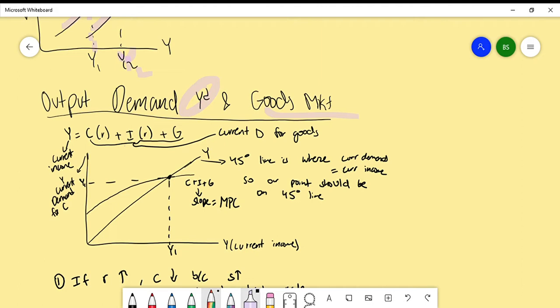Basically, the current income is made up of people's consumption, firm investment, and government consumption. This is the total demand for goods, like how many people want goods. So this is the total current income.